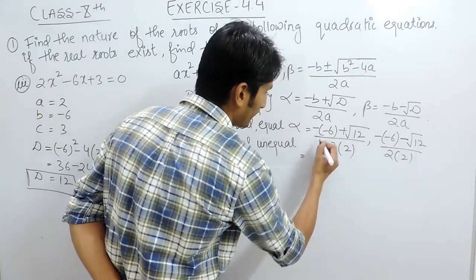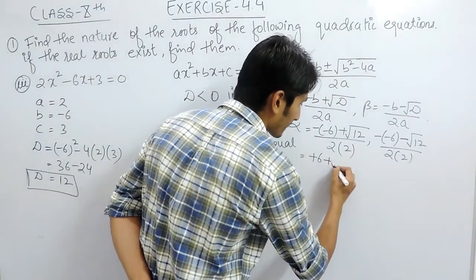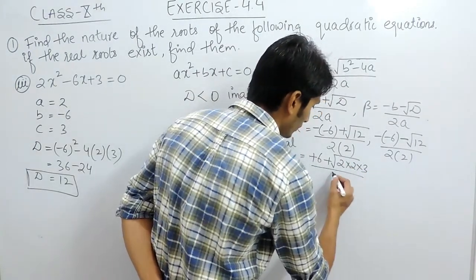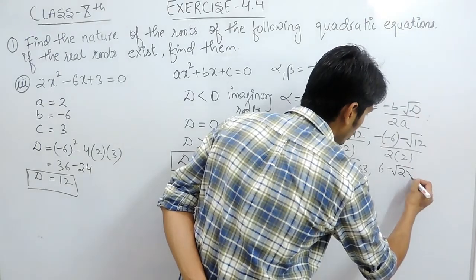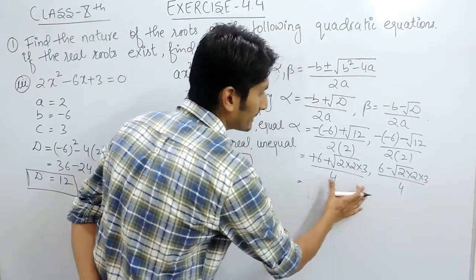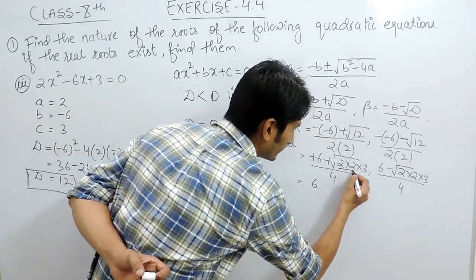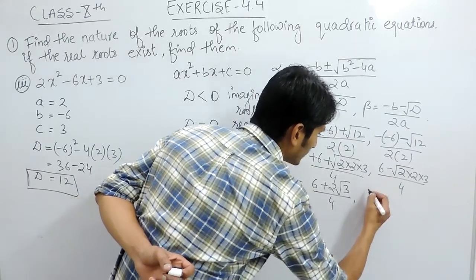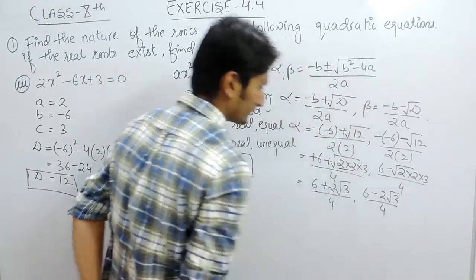Now we can further solve it. Minus minus will become plus 6, and 12 can be written as 2 into 3, whole upon 4. Similarly, this will be plus 6 and root 12 written as 2 root 3, whole upon 4. These are basically the two roots which we have to find. So plus 6 will remain as it is, from the root 2 will come out, root 3, whole upon 4, and similarly for the other, 6 minus 2 root 3, whole upon 4.